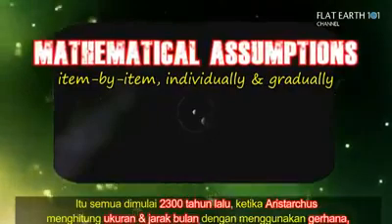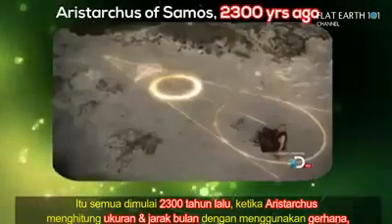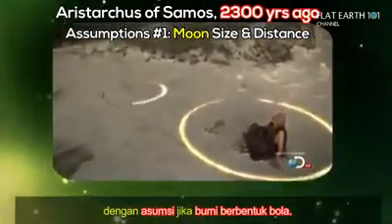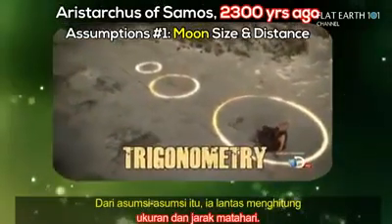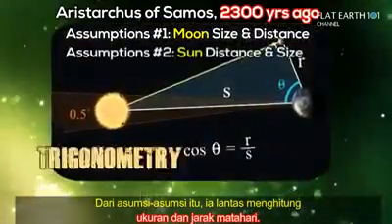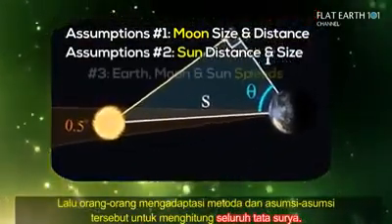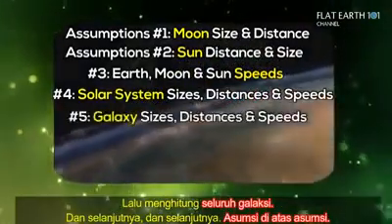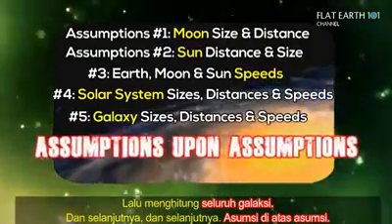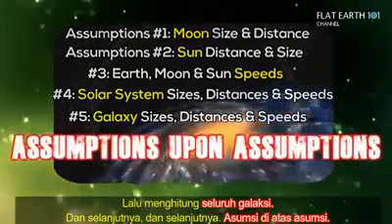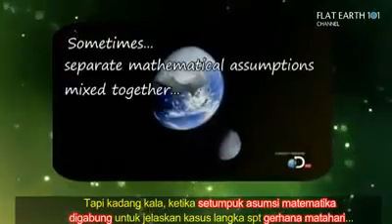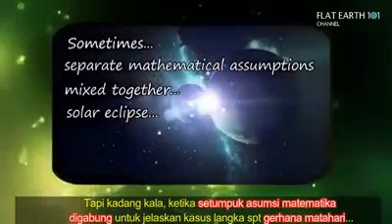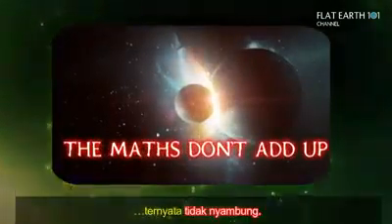It all started 2,300 years ago when Aristarchus calculated the size and distance of the moon using eclipses, based on assumptions if the earth was a ball. From those assumptions, he calculated the size and distance of the sun. Then people adapted his method and assumptions to calculate the whole solar system, then the whole galaxy, and so on and so on. Assumptions upon assumptions. But sometimes, when a bunch of mathematical assumptions mix together to explain rare cases like a solar eclipse, they just don't add up.